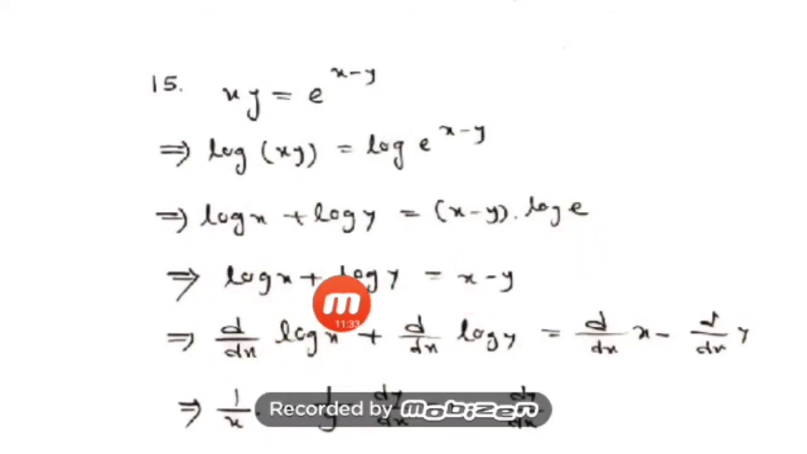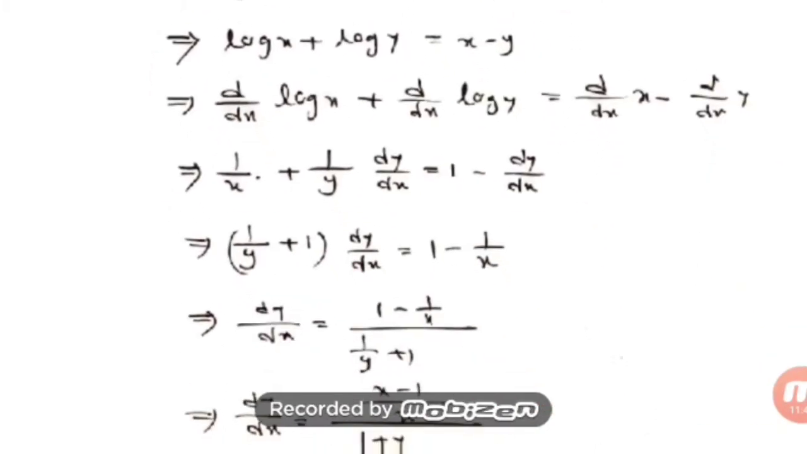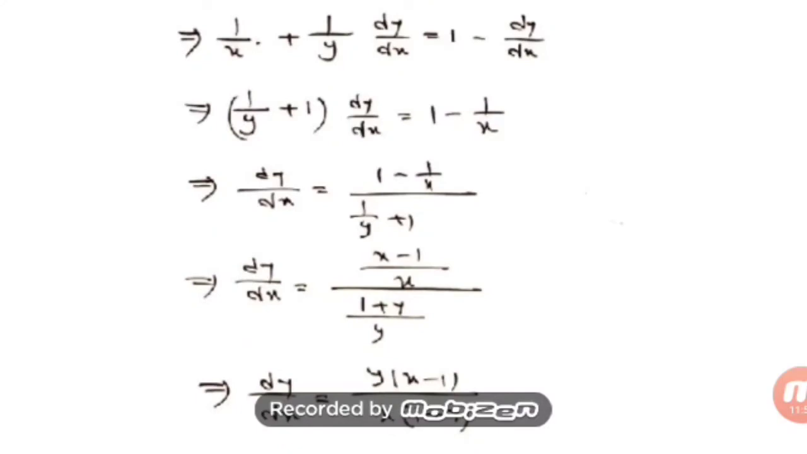So taking d/dx on both sides: d/dx of log x plus d/dx of this one, d/dx of x minus d/dx of this. d/dx of log x is 1 by x, d/dx of log y is 1 by y dy/dx, d/dx of x is 1, and this is dy/dx. Now the next step, you have to take the terms containing dy/dx together. So the terms containing dy/dx are 1 by y dy/dx, and this I bring to the right side, plus 1 dy/dx. This is 1 minus 1 by x. So what is dy/dx? This is the numerator, and this one comes as the denominator. Taking LCM, x is the LCM, x minus 1, y is the LCM, 1 plus y. And dy/dx equals, I just bring y to the numerator, y into x minus 1, x into 1 plus y is the answer.